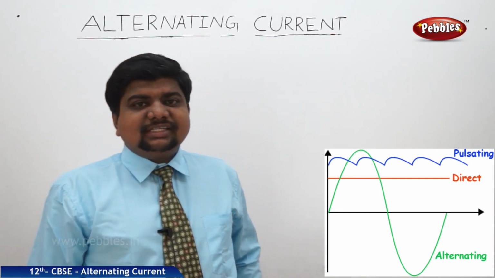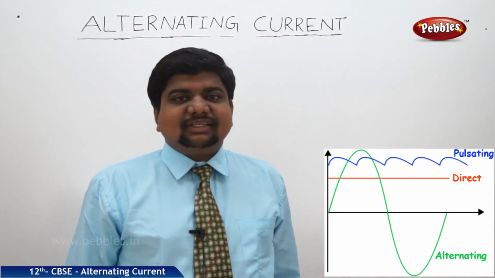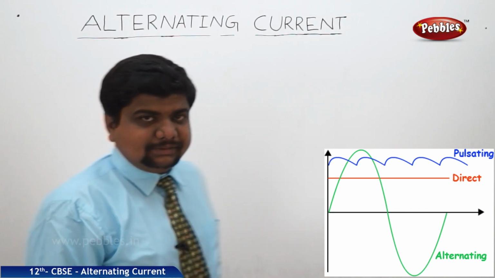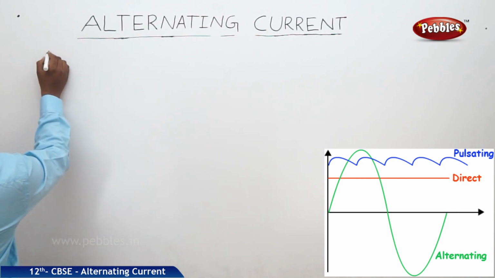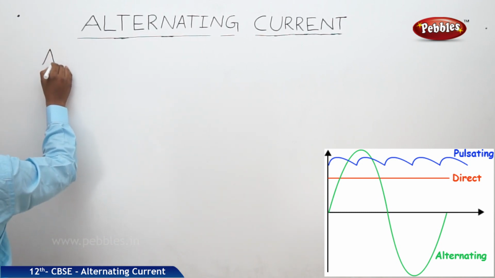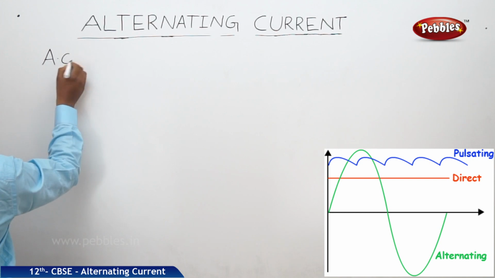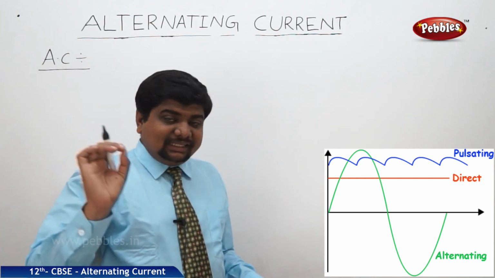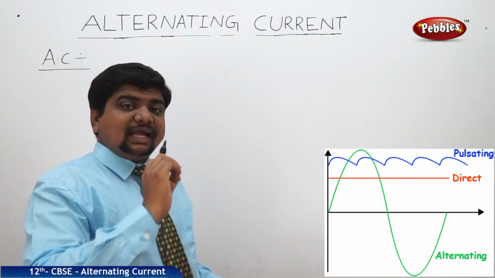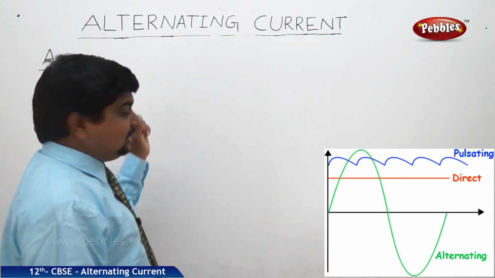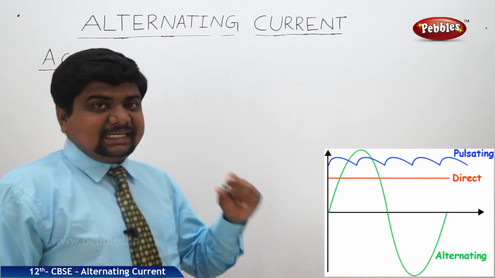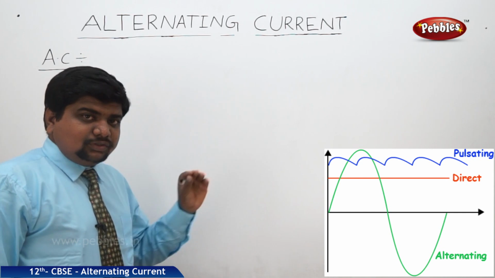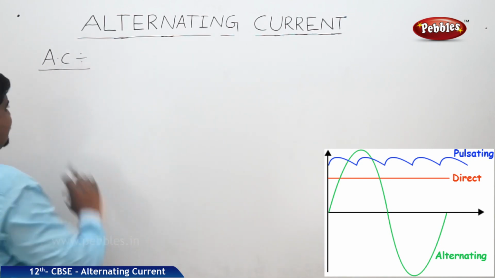Today we are going to discuss one chapter in the syllabus. The chapter is alternating current. The short form of alternating current is AC. What is the meaning of AC current? Why is it called AC current? Or what is the difference between AC and DC currents? These things we are going to discuss in this chapter. So, first of all, what is AC current?